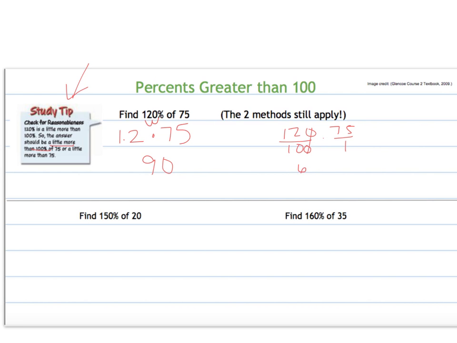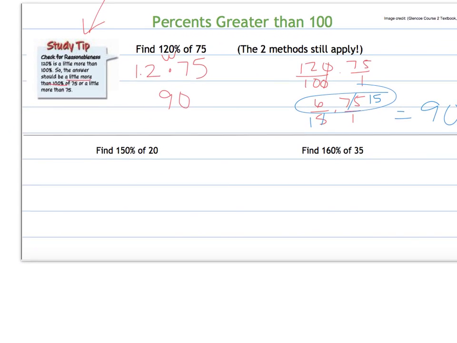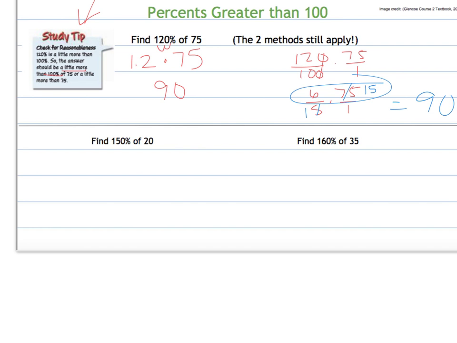So this is the same as 6/5 times 75. 5 goes in there once, 5 goes in there 15 times. 15 times 6 is 90. So either way still works. And the answer should be more than what I started with. Give these two a try.